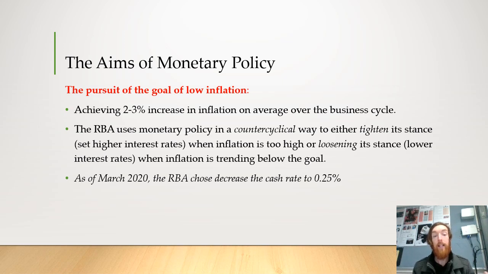So as of March 2020, the RBA chose to decrease the cash rate to 0.25%, which is obviously trying to stimulate the economy through lower interest rates. This has been hard for many reasons, particularly the low consumer confidence and the fact we're in the middle of a pandemic. Not a lot of people have been borrowing extra money to stimulate the economy further because people are worried about the future and worried about not being able to pay that back.